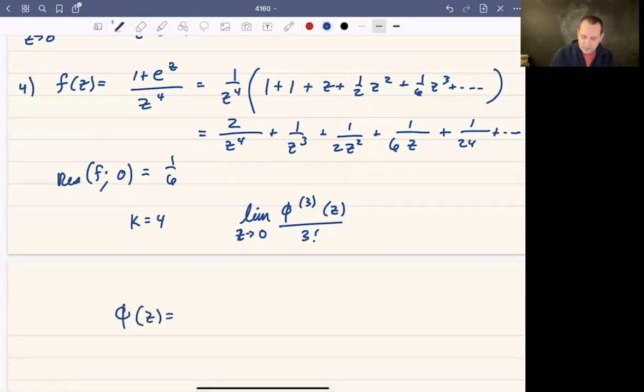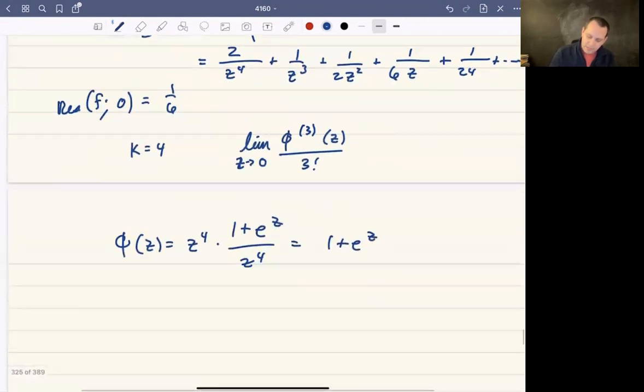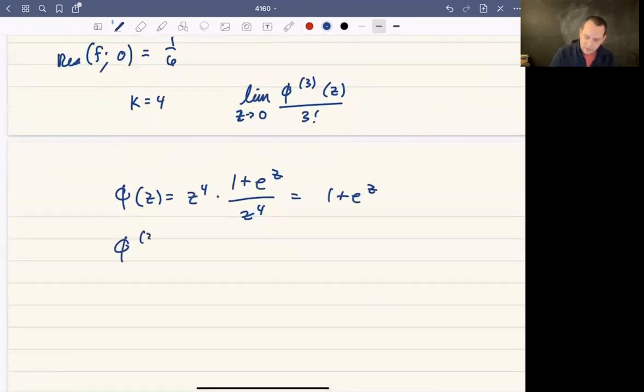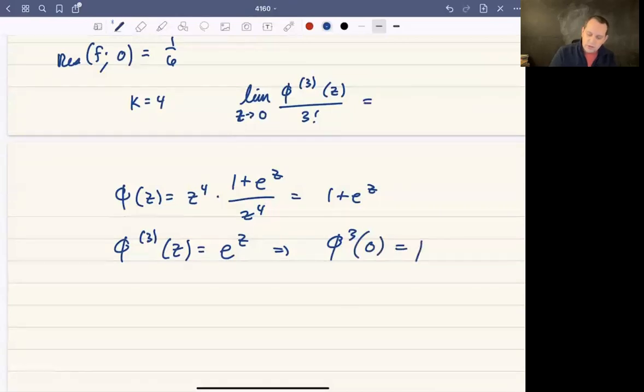And so now we just need to think about what's the third derivative of phi, where phi is equal to z to the fourth times f, which is z to the fourth times (1 plus e to the z) over z to the fourth, which is just 1 plus e to the z. And so, of course, the first derivative is e to the z, and therefore the second and third derivative is also going to be e to the z. And so that tells you that the third derivative evaluated at 0 is just 1, and therefore we end up with 1 over 3 factorial, or 1/6. So either way you want to compute this, the residue is going to be 1/6.